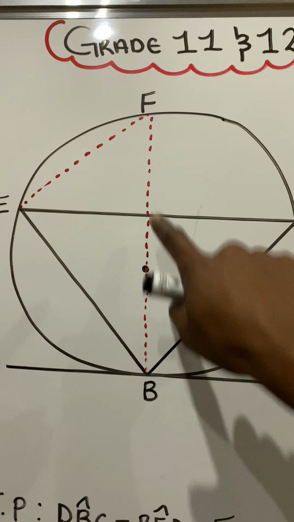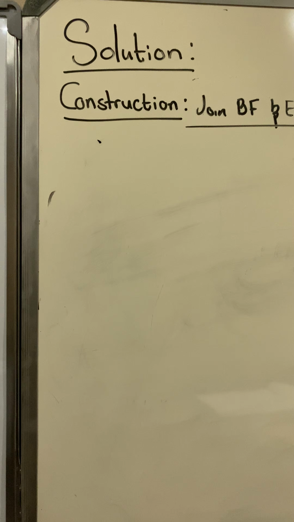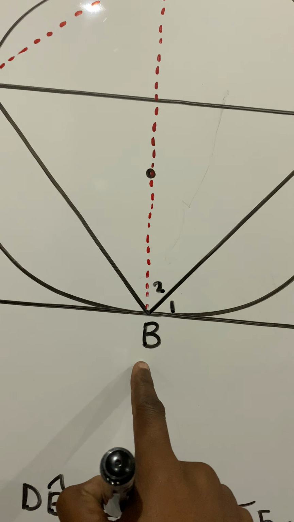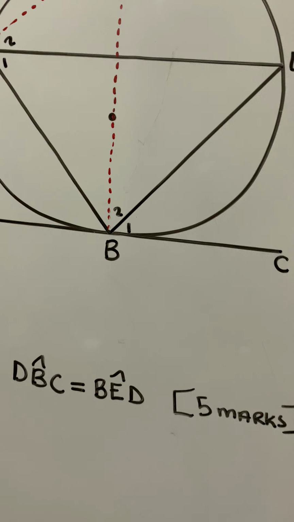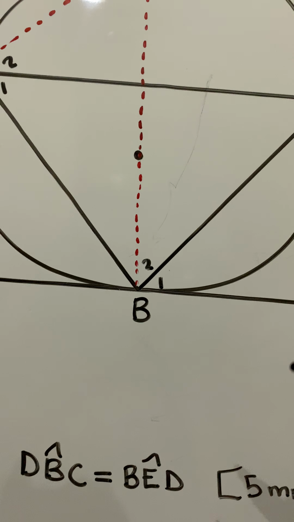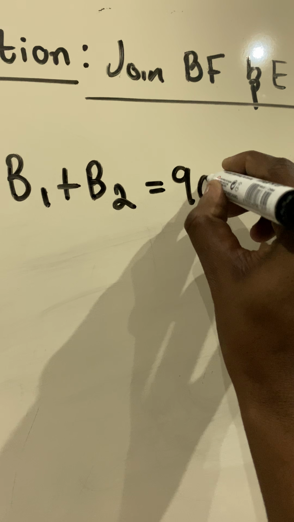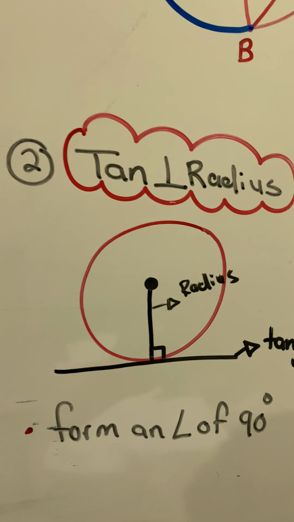And after you join B, F, you join E, F, right? So that is your sketch. Because you did that, now you have angles 1 and 2 for B, and angles 1 and 2 for E. Now remember, this is a tangent, right? Remember the line from the center to the circumference. What is that? A radius. So I can say B1 plus B2 should give me what? 90 degrees.